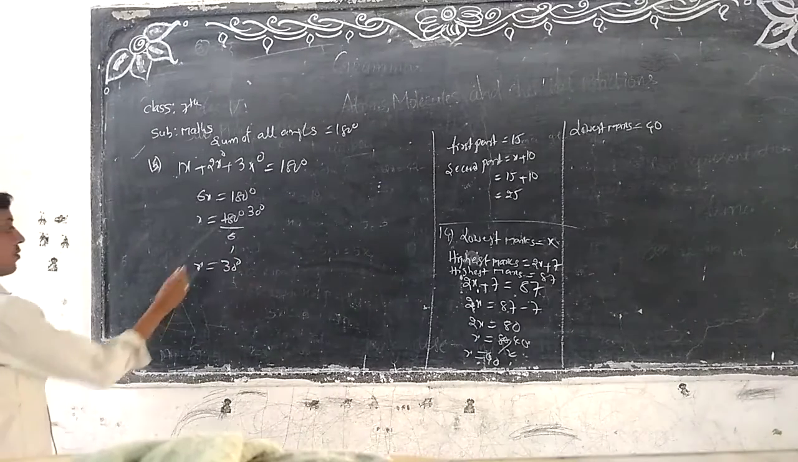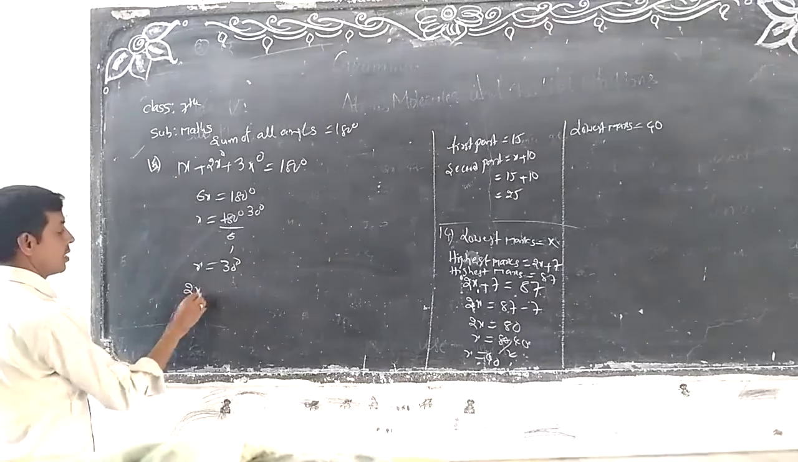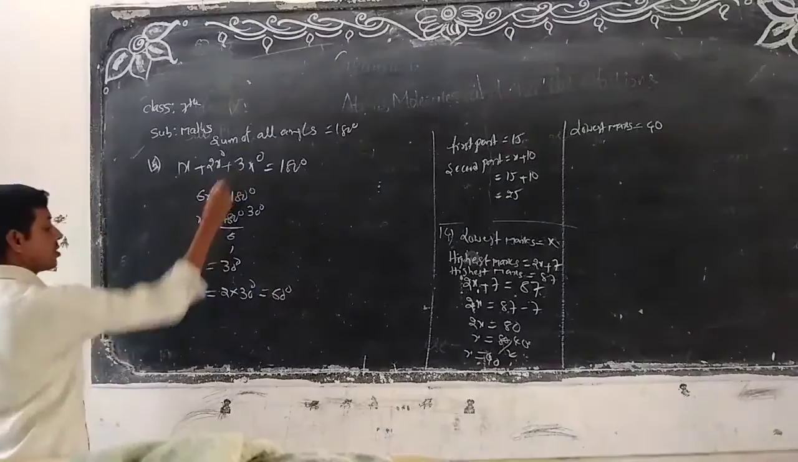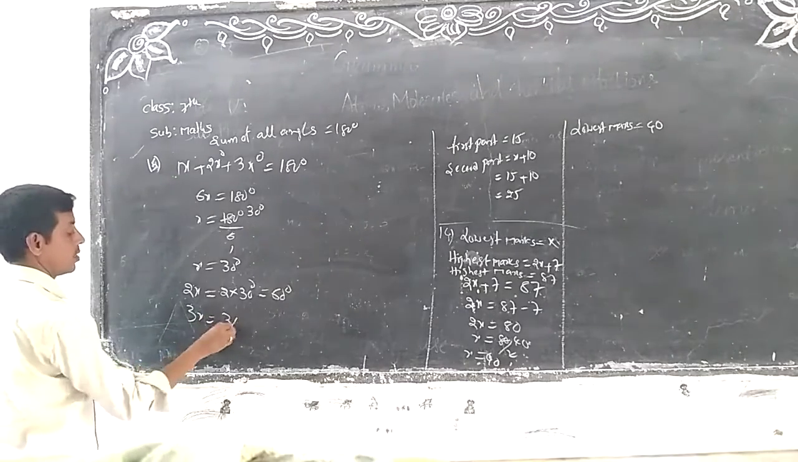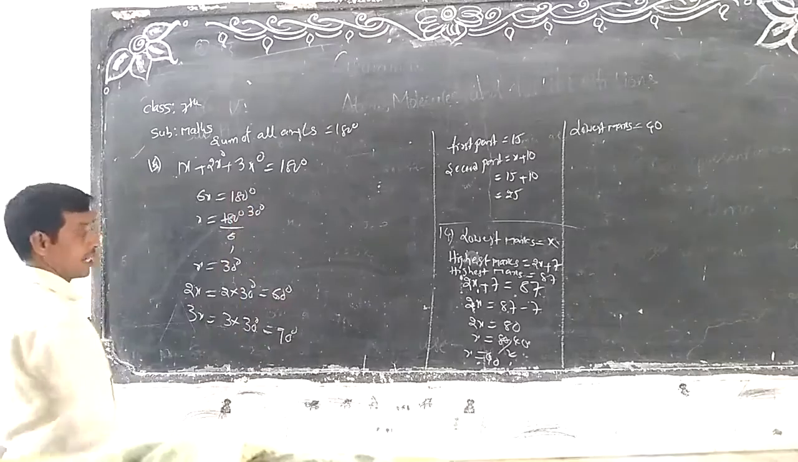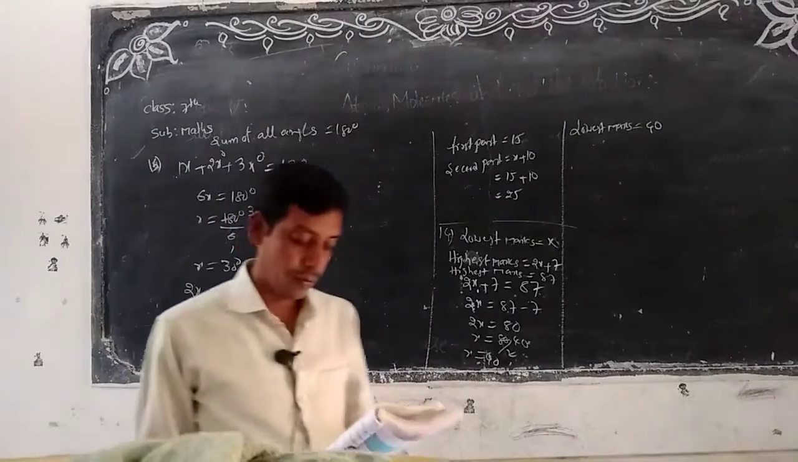What is given here? Find all the angles. First, x is 30. Next, 2x is 2 into 30, which is 60. Next, 3x, 3 into 30, is 90. Add these and you will get 180. Okay? Next, question 16.